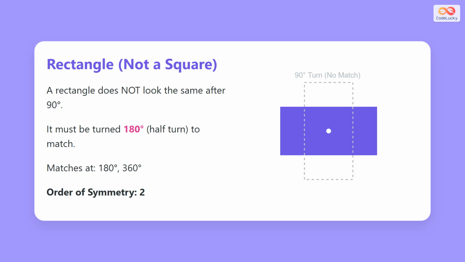Be careful with rectangles. Unlike a square, a rectangle does not match if you turn it 90 degrees, it would be sideways. You have to turn it 180 degrees or a half turn for it to match. It matches at 180 and 360 degrees. So, a non-square rectangle has an order of 2.